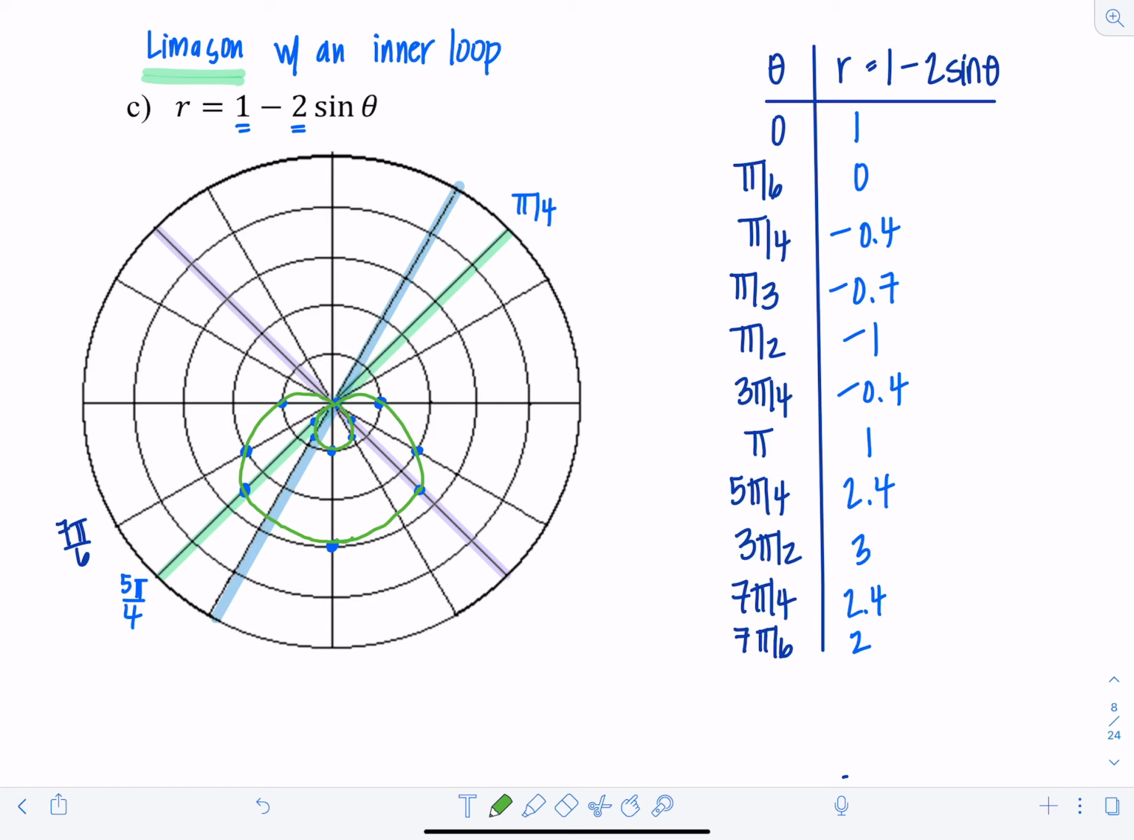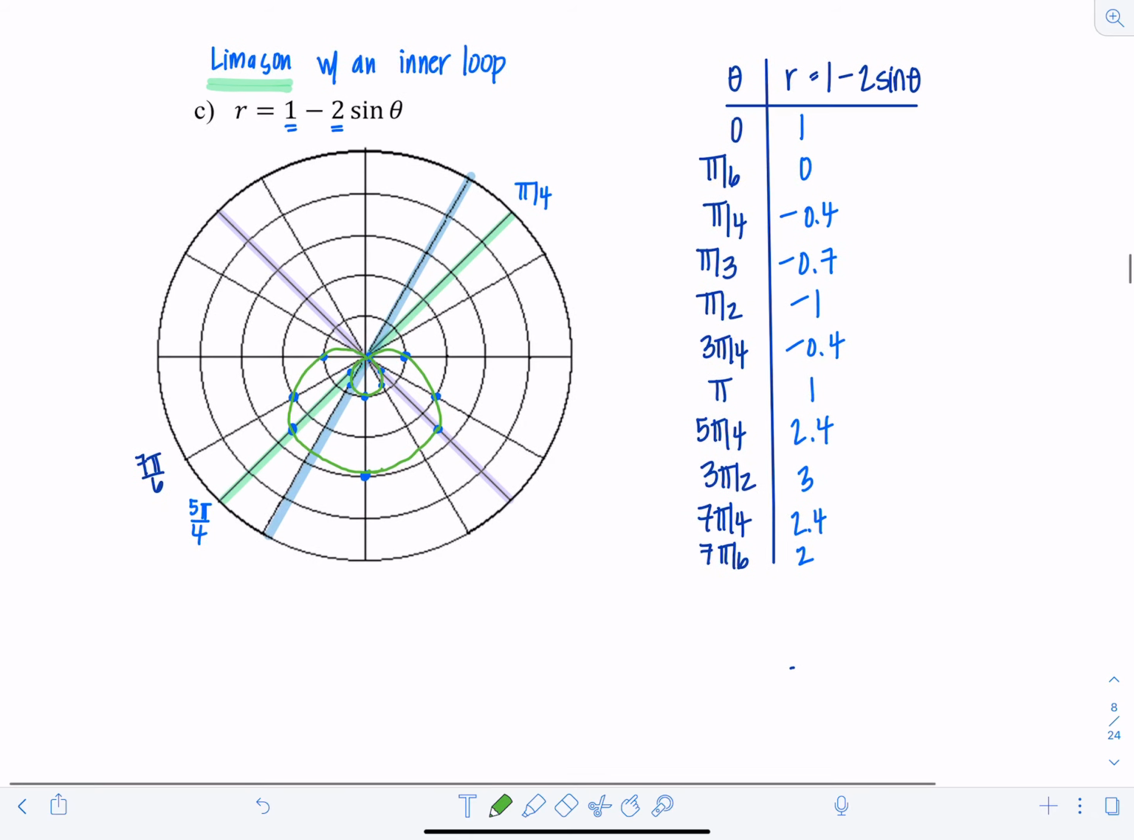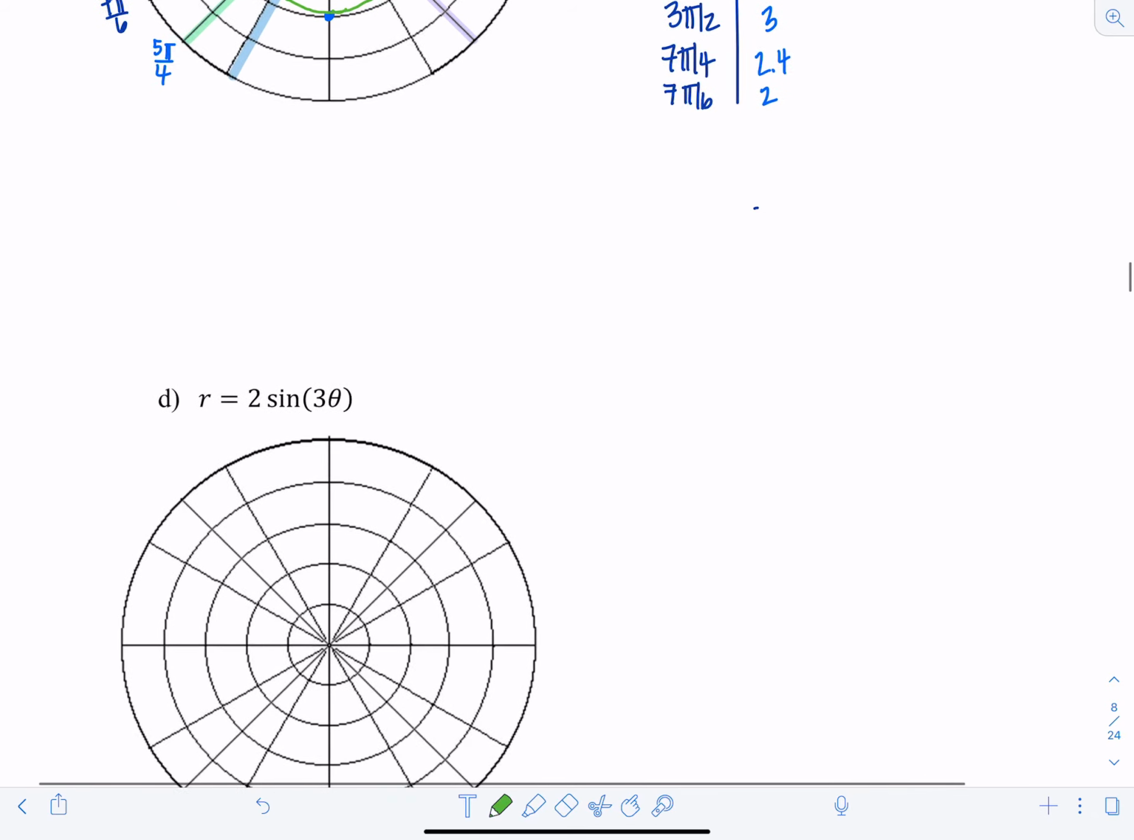Okay. So those can be a little bit tricky, and feel free, like I did, if you need to add more values for theta to your table, that's fine. Good. Last one. Let's end with something fun.